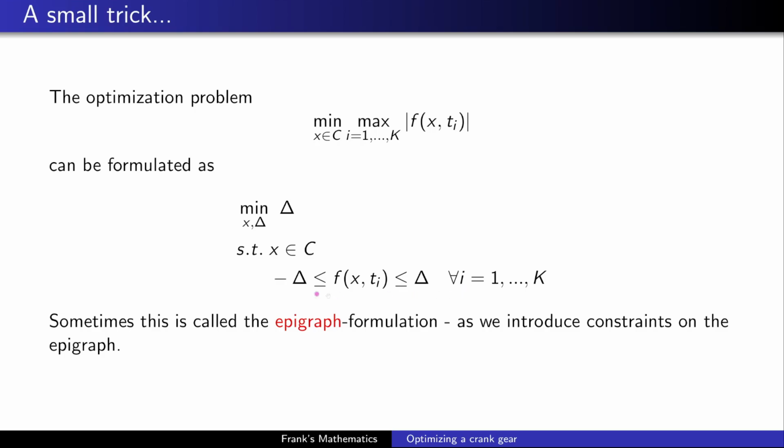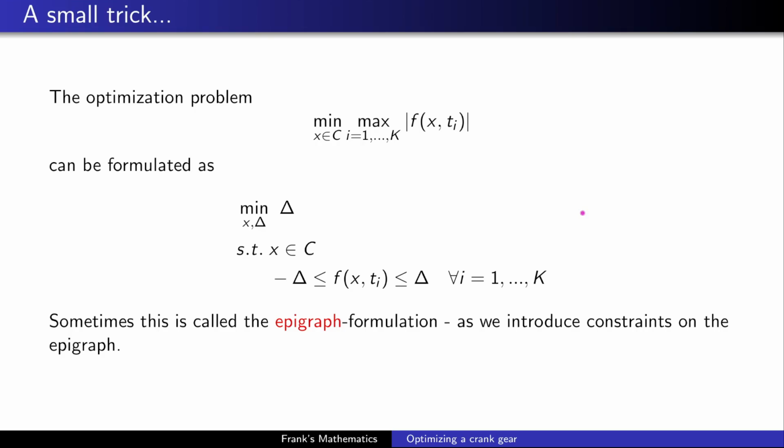So in fact, if this inequality holds, then the maximum of f of x, t_i must be less than or equal to delta. And since we are minimizing delta, we are pushing it down to this maximum. So this is just a small trick, but a very useful trick. And people sometimes call this the epigraph formulation, because we're actually imposing constraints on the epigraph of our function f here. And well, you can just do a quick calculation and you will see that these optimization problems are in fact equal.